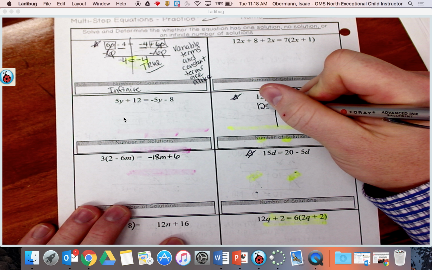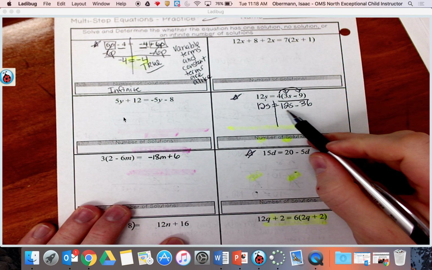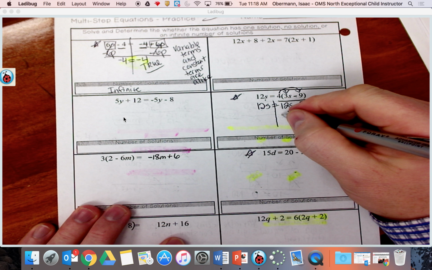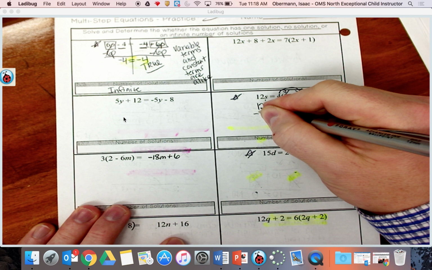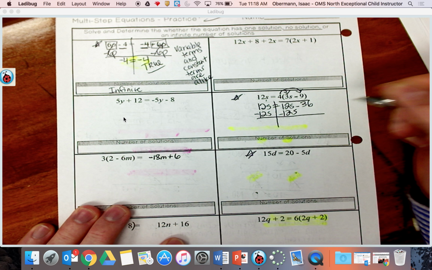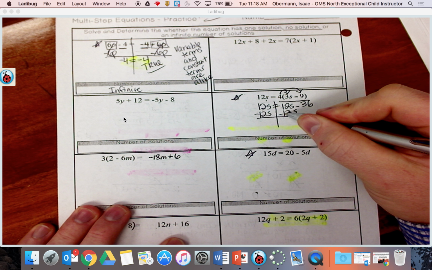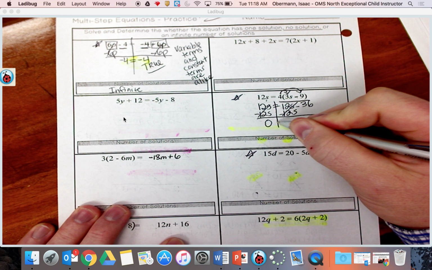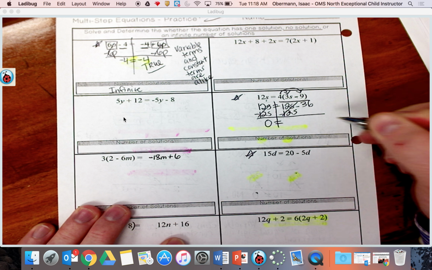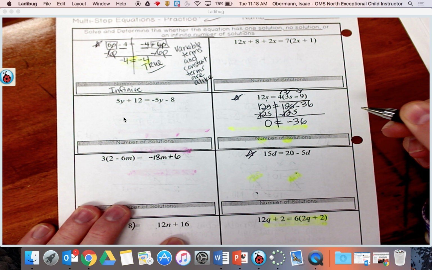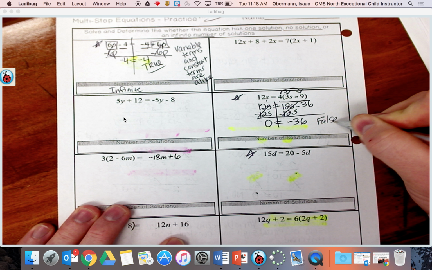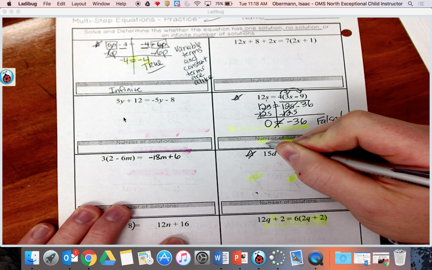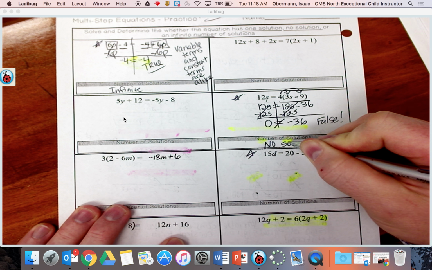I don't recognize it just quite yet, so I'm just going to solve it. So I'm going to move the s over here to the left-hand side. This is a plus, so let's just subtract. Let's see if it jumps out at us here. 12 minus 12 is 0. 12 minus 12 is 0, so I have 0 on that side is equal to a negative 36. That's false. Can't happen. So this is a no solution.